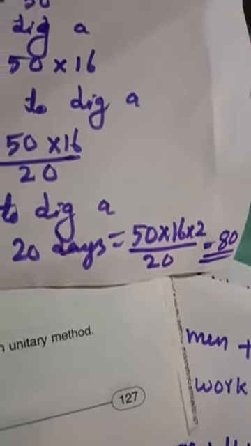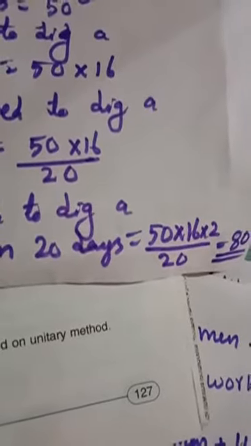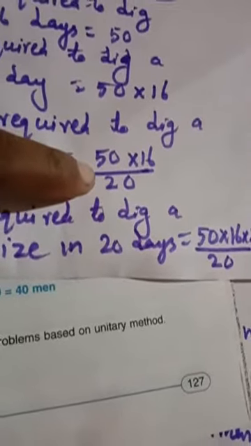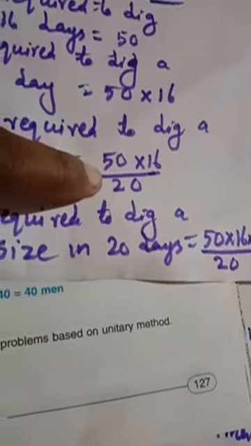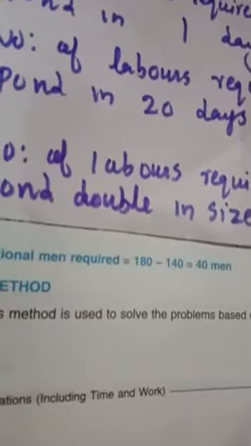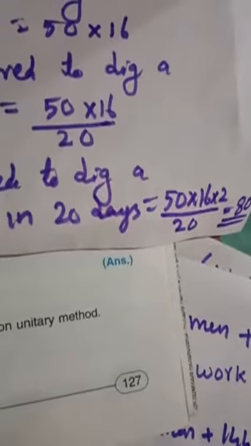80 laborers. Okay. 0, 0 get cancelled. 2 8s are 16. 8 5s are 40. 40 into 2, 80. Otherwise from here itself you can find it: 50 into 16 by 20 is 40. Now double in size means 40 into 2, 80. Anyway you can do it. Okay, 40 into 2, 80 laborers. The number of laborers required to dig a pond double in size in 20 days is 80 laborers. Okay, clear?